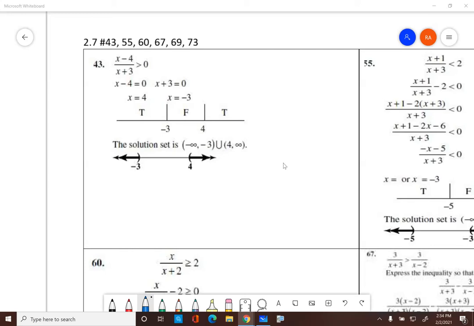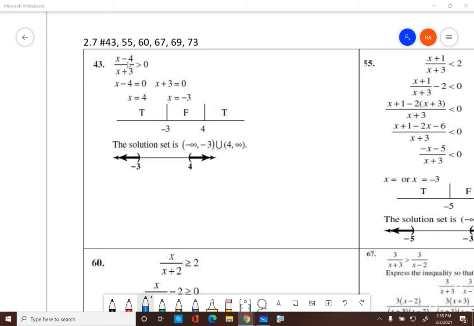Hey everyone, today we're looking at section 2.7 homework part 2. So we're going to start working with rational expression inequalities, figuring out when these things are positive, zero, negative, undefined, things like that. So this first one, number 43, we're like, hey, when is this thing positive?